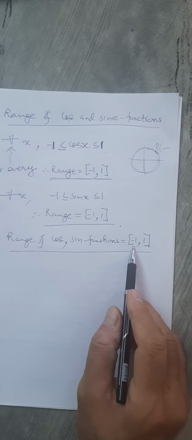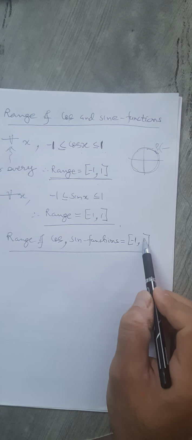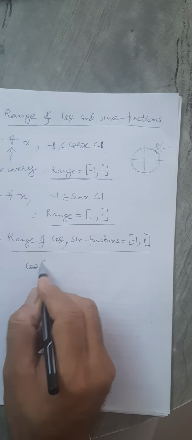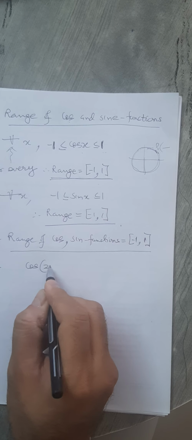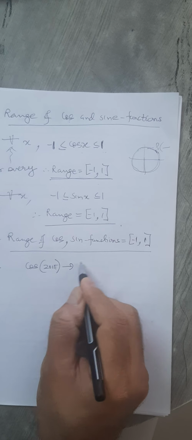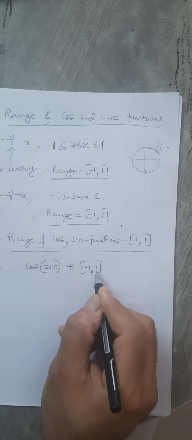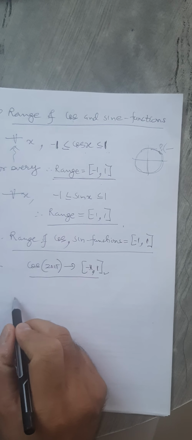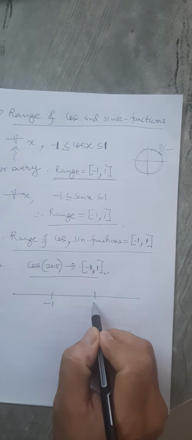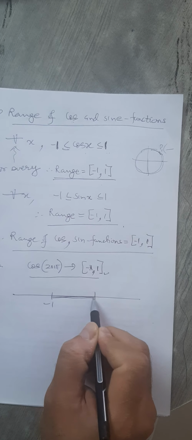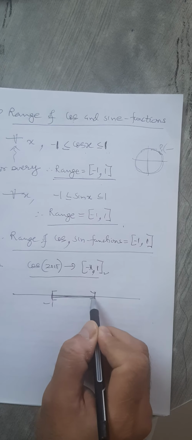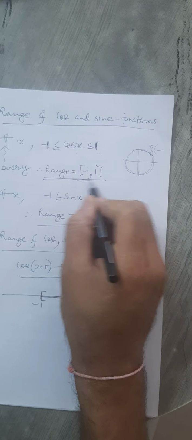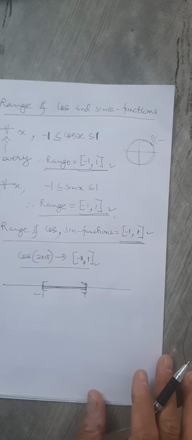Use a scientific calculator, you find cos of anything. If I write even any value here, for example 201 pi, you will notice that this value is always from -1 to 1. It can be 1, it can be -1, but it never goes beyond this interval. If this is -1 and this is 1, it would always be in this portion, remember. Range of cos and sine function is the closed interval -1 to 1, remember. That's one important part which is obvious from the unit circle.